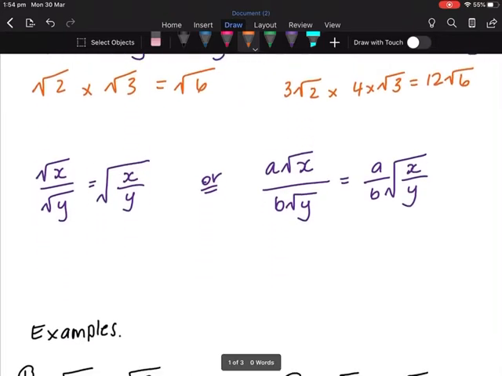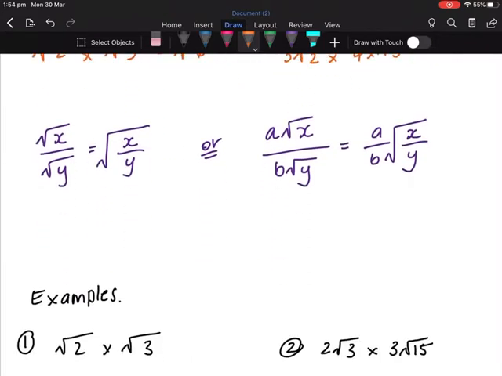All right, division. The square root of x divided by the square root of y is equal to the square root of x divided by y. So the square root of 10 divided by the square root of 5 is the same as the square root of 10 divided by 5, which is the square root of 2, because 10 divided by 5 is 2.